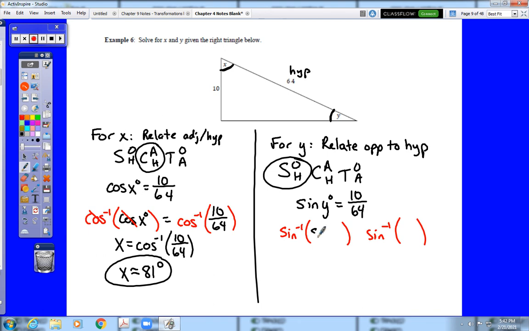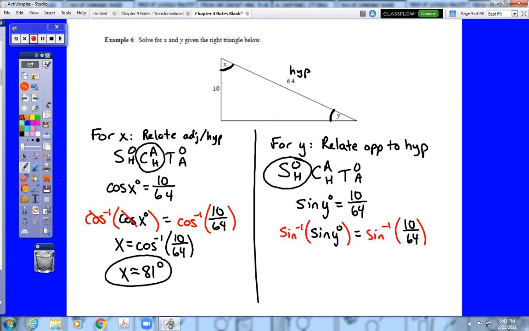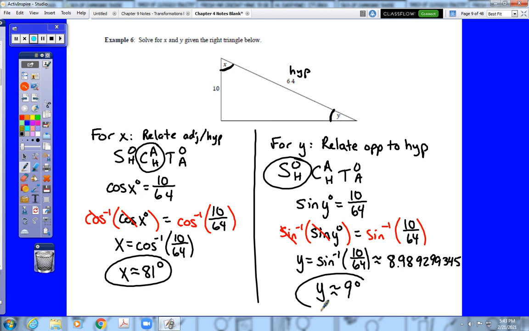So we have the inverse sine of sine y equals the inverse sine of 10 over 64. Once again, the arc sine and the sine cancel each other out, and we're left with y is the arc sine, or inverse sine, of 10 over 64, which we feed to our calculator. Gives us 8.9892999345. That's a lot of nines. I'm just going to round that off to a 9-degree angle.